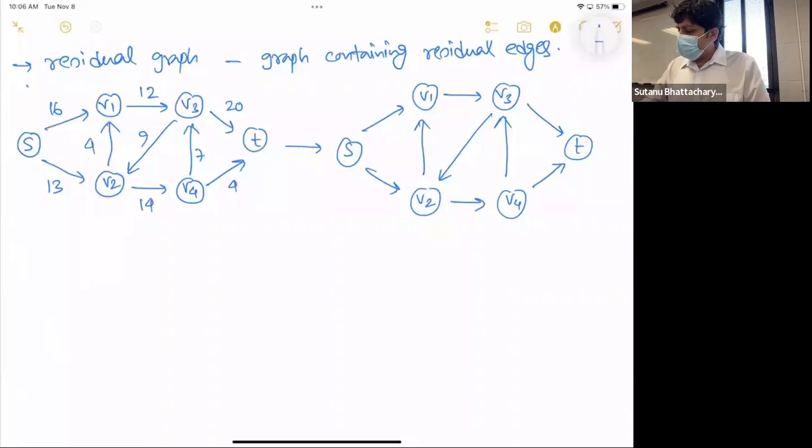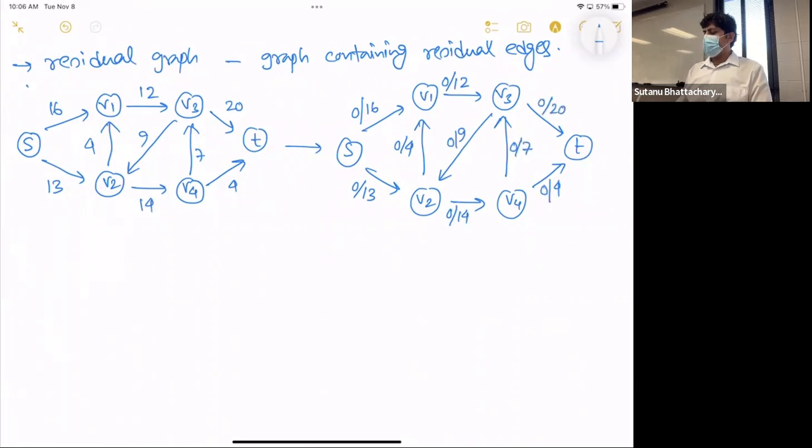Okay. Now flow is 0 for every edge. So 0/16. That means it is saying that capacity is 16, flow is 0 initially. 0/13, 0/4, 0/12, 0/9, 0/14, 0/4, 0/7, 0/20.